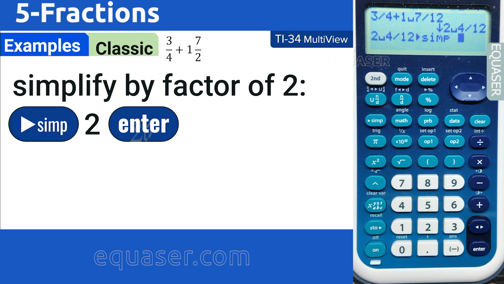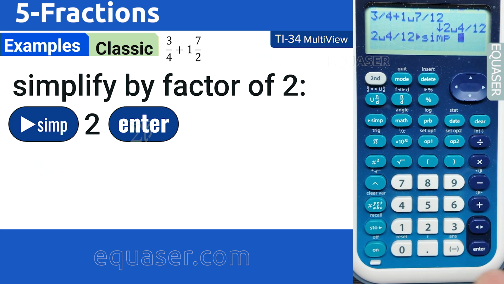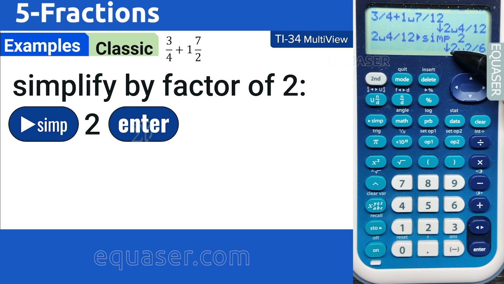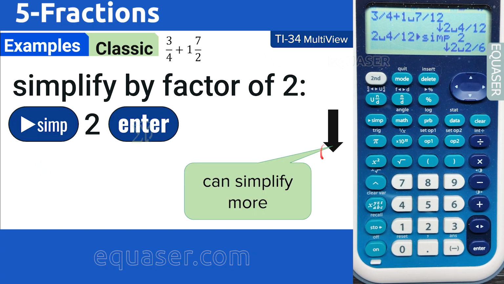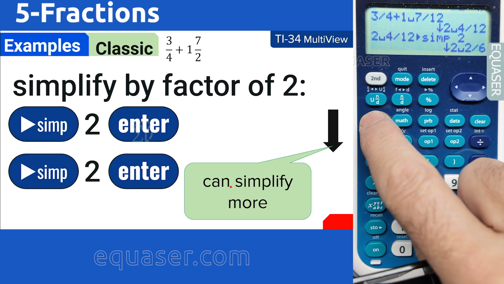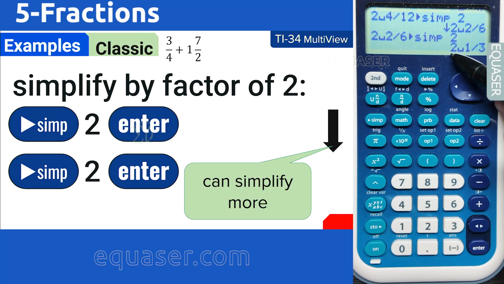We can put simp, automatically brings the last result here, simp, and the factor 2. Now it has simplified it. 12 became 6, 4 became 2, but you can do further. So you can do more, and here simp and then 2, enter. It has been further simplified, but there is no arrow. This is the end of it.